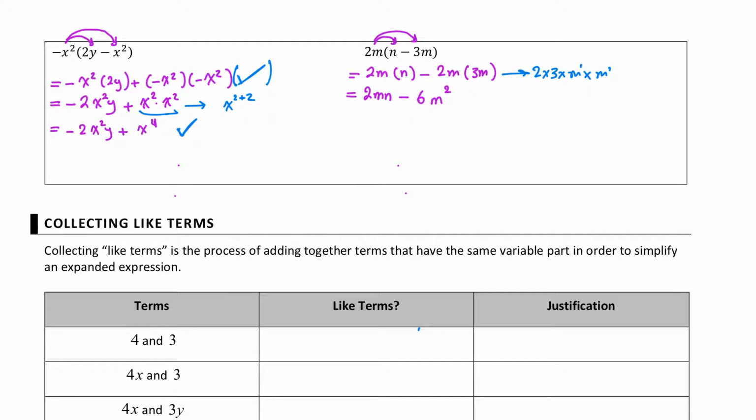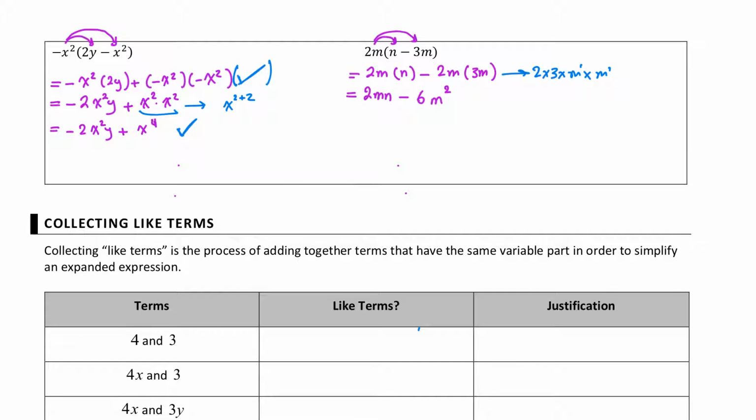Now, when I was doing this question, what I did was I did 2m times n, and then in this step over here, I realized that I have a positive being multiplied by a negative, and I wrote a negative there right away, and then I multiplied the 2m by 3m.